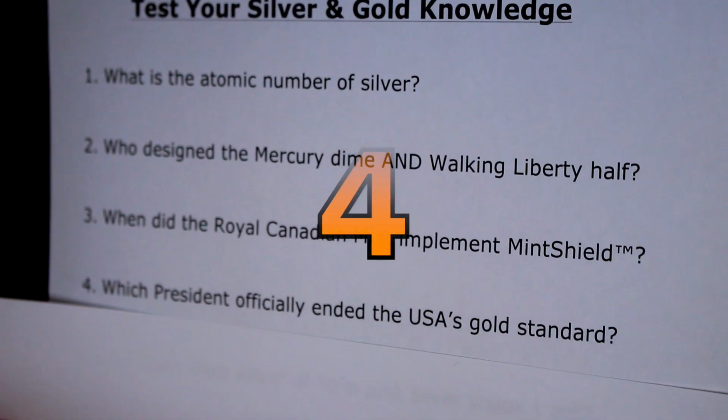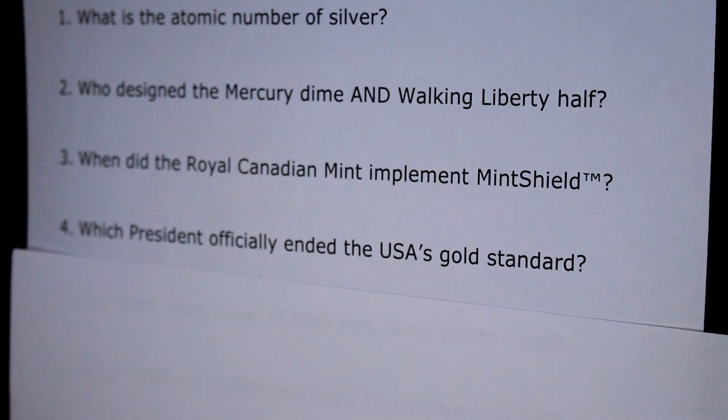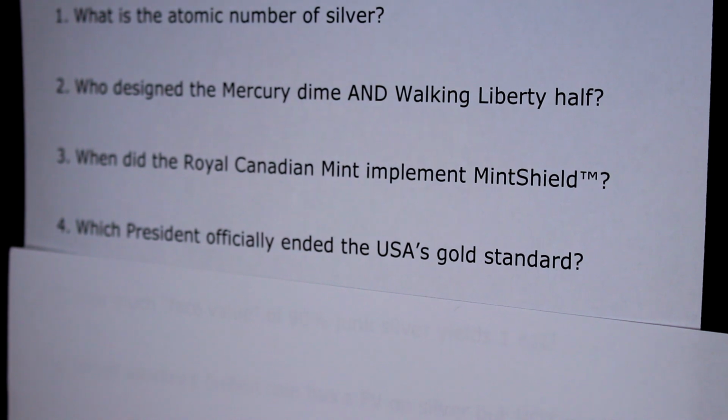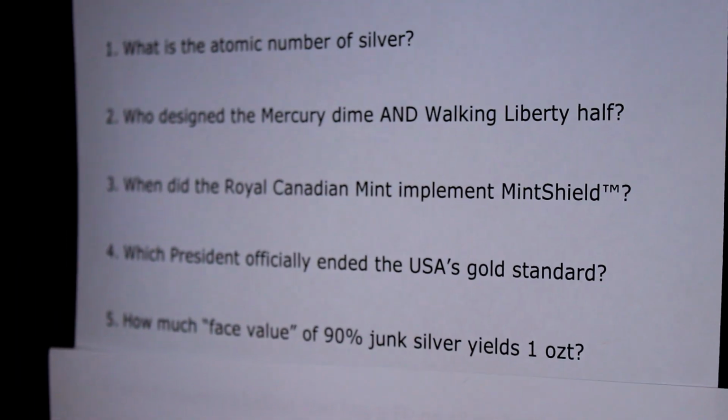Moving on to question number 4. Which president officially ended the United States gold standard? Our currency in the United States was once tied to the value of gold and silver, inherently because the coins were made out of gold and silver, but the country also once backed our currency, the United States dollar, with gold. However, at a certain point, the decision was made to take the United States off the gold standard, and it was announced to the public by the president at the time. Who was that president?